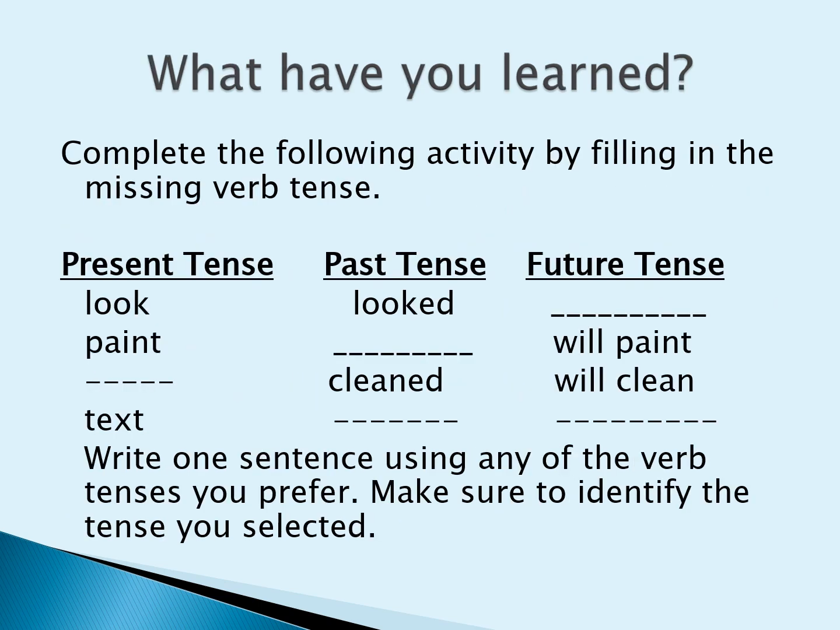Now, what have you learned? Remember, present tense verbs tell what is happening now. Past tense verbs tell what happened in the past. And future tense verbs tell what will happen in the future.